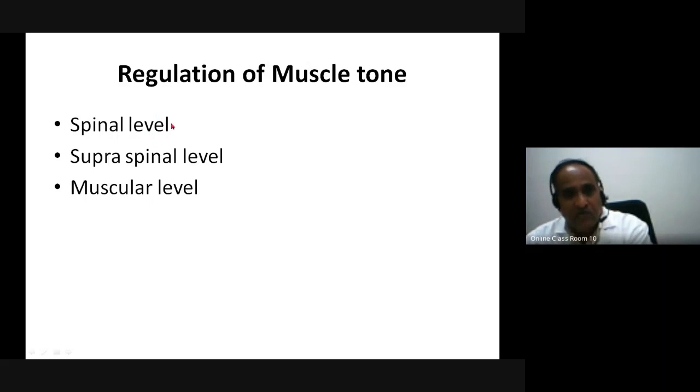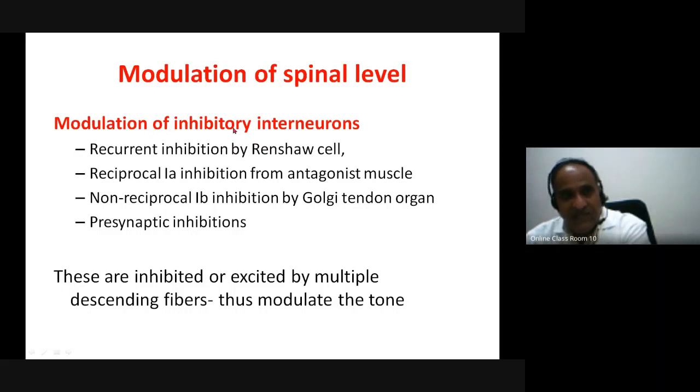Then I will now go to the spinal level. What is happening at the spinal level? The modulation at the spinal level is mostly through the inhibitory interneurons.